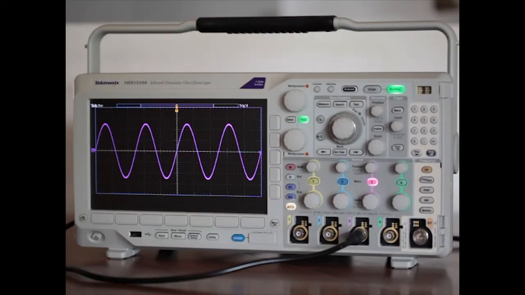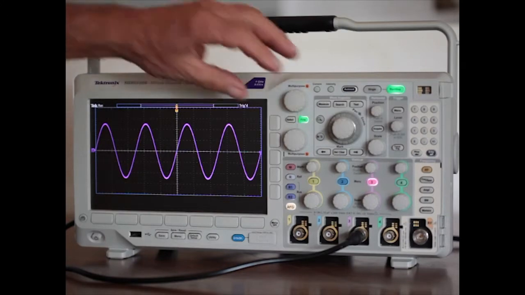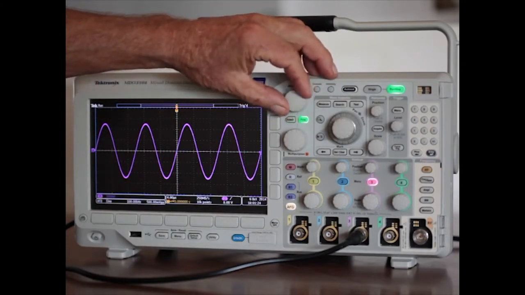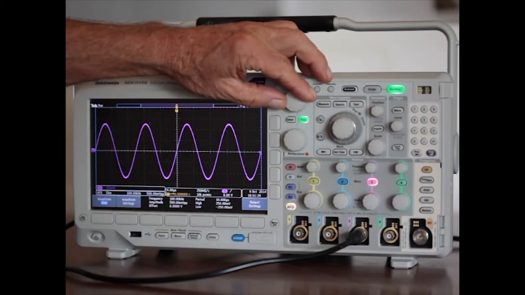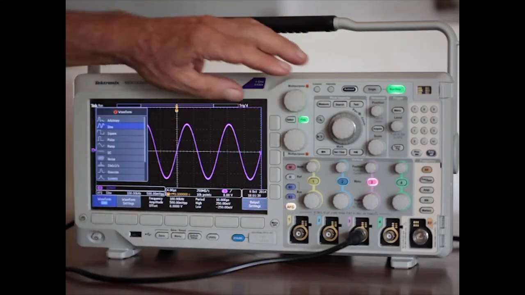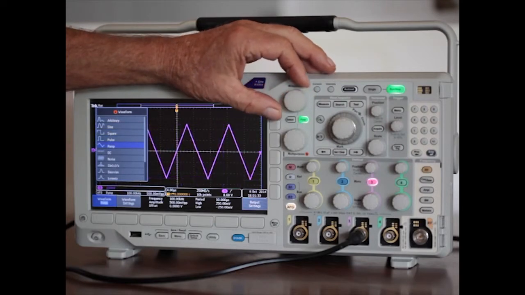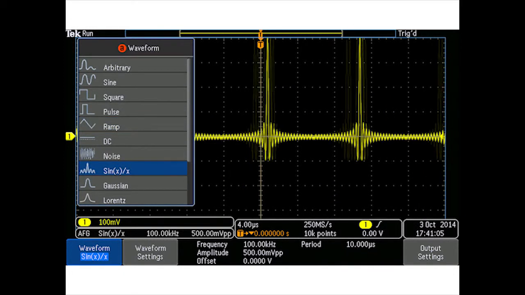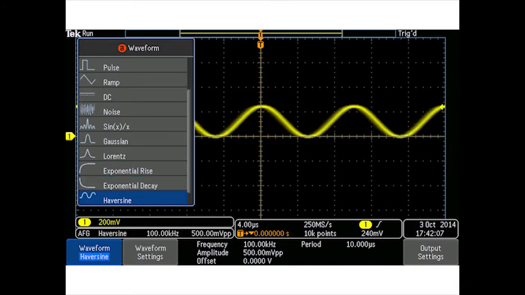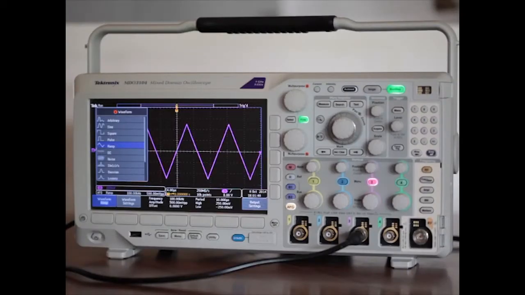Turning multipurpose knob A once again, we encounter the ramp waveform. And in this waveform, the rate of change is constant, regardless of the amplitude. In all, there are 14 waveforms from which to choose. The next item across the bottom of the display is the waveform settings.